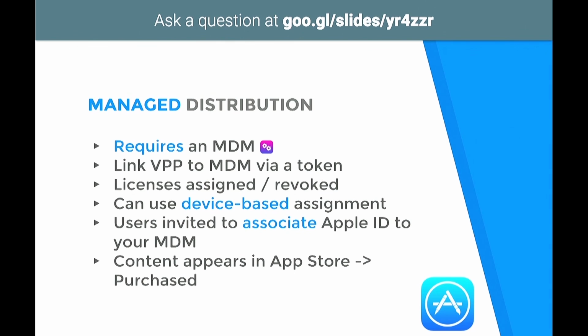If you do anything with the managed distribution piece, what's kind of neat about this is managed distribution, of course, requires an MDM server. If you use a managed distribution app to a device, your MDM server is now in charge of updating that app. If you switch it and you do it to a user-based assignment, that user then has the ability to go into the App Store, assuming you've given them access to the App Store, and they can go ahead and update that app on their own.